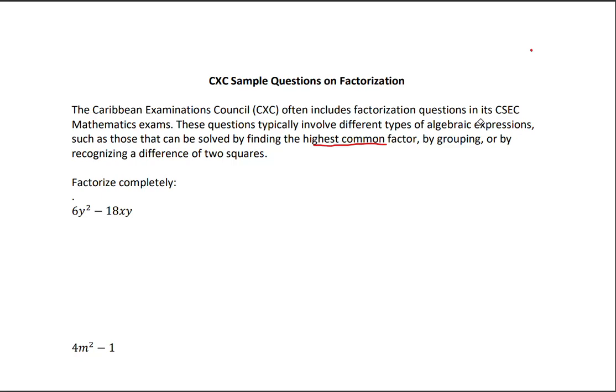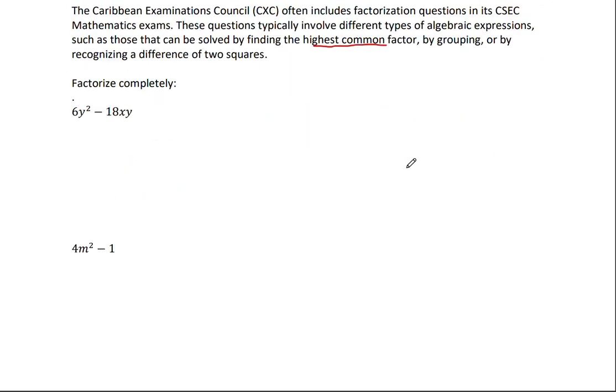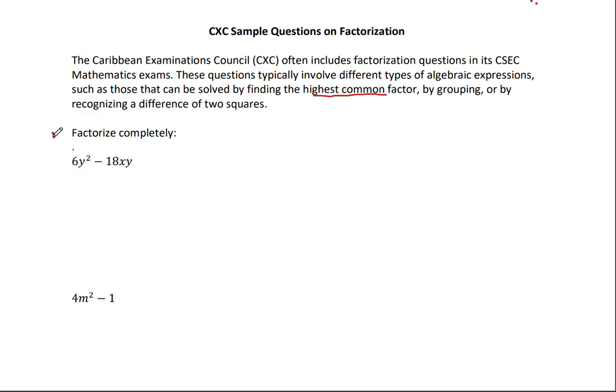As part of my series on quadratic equations and factorization, I will be looking at some sample questions from the Caribbean Examination Council, CXC, which often includes factorization questions in the CSEC examinations in the Caribbean region. These questions typically involve different types of algebraic expressions, such as those that can be solved by finding the highest common factor, by grouping, or by recognizing a difference of two squares. In this lesson, I will be illustrating three of these situations, starting with this one.